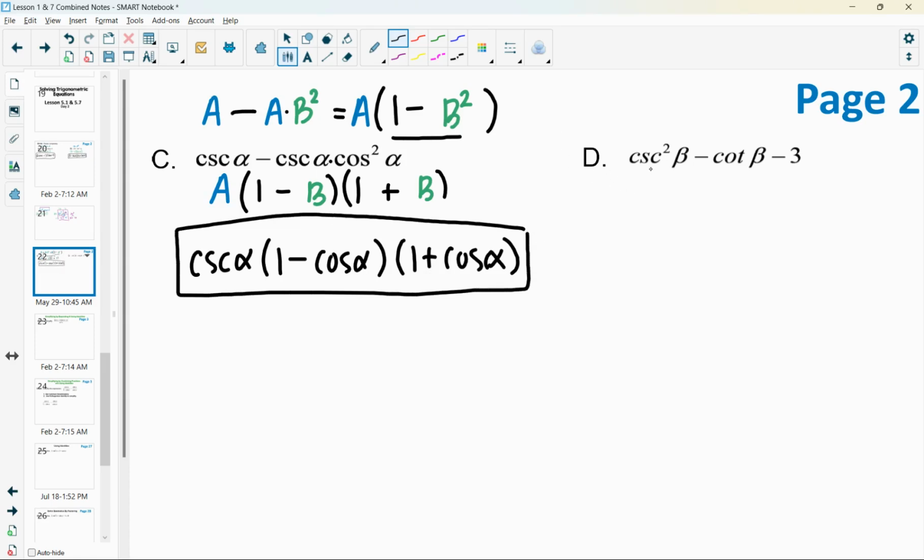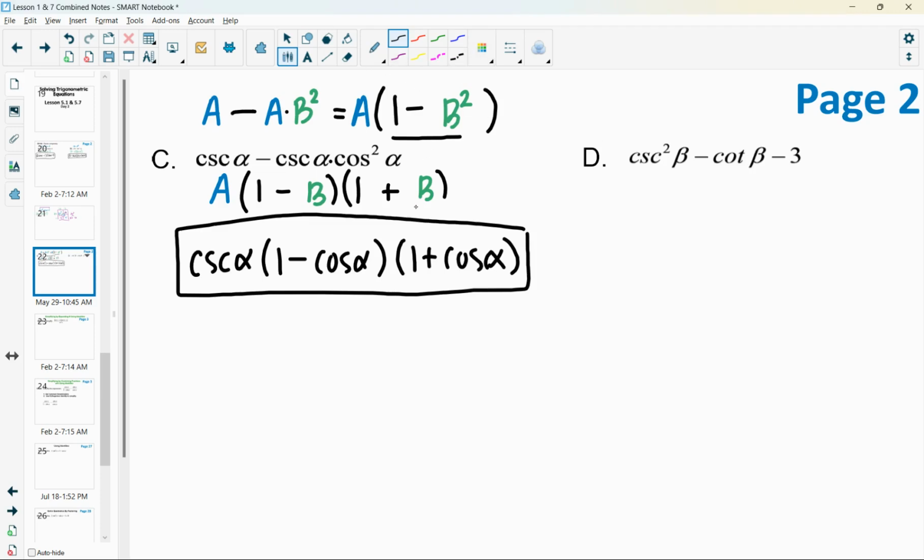Now in D, if you notice, we've got 2 different functions. So this strategy to just change them to different letters and call this a squared minus b minus 3, well, that's not factorable because these aren't the same variable, and we don't have an a in common or a b in common. So this is why we wanted to look at those Pythagorean identities and know how to rewrite functions, because now we're going to want to rewrite to get these to be the same function, either cosecant or cotangent. Now, we know cosecant is 1 over sine, but that doesn't help us.